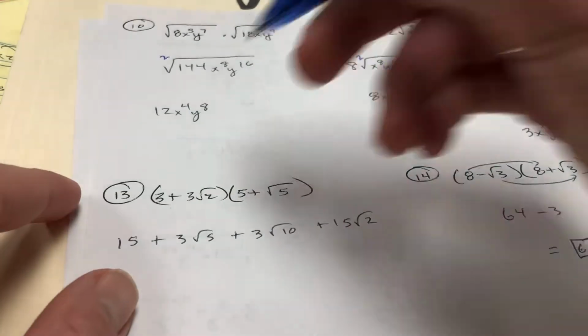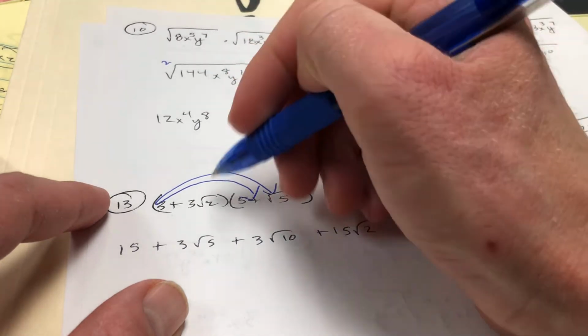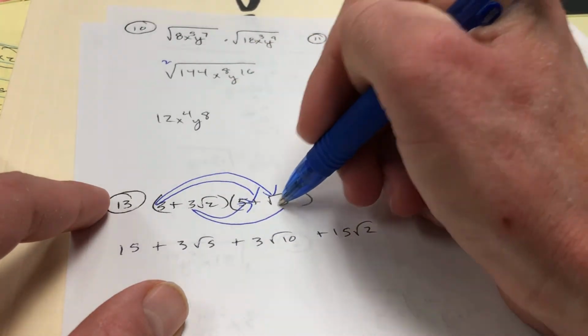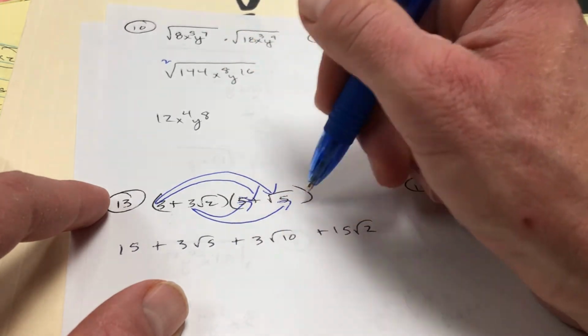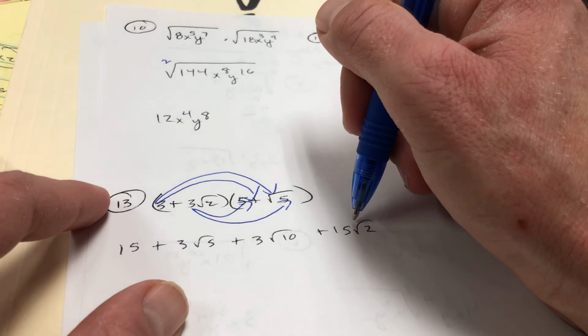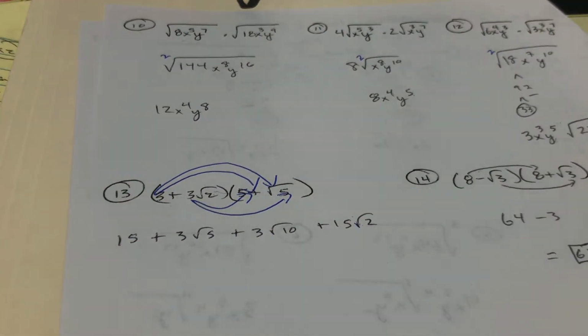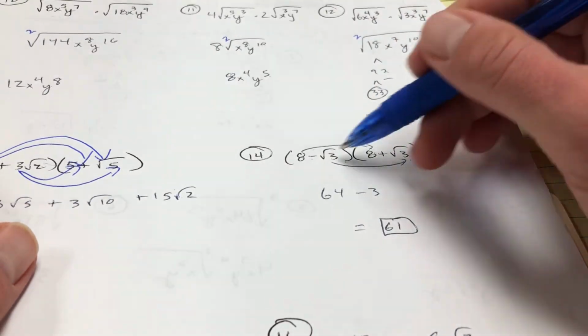On 13, we got 3 times 5 is 15, 3 root 5. 15 root 2. Then 3 root 10. I went out of order there. There's the 3 root 10. There's the 15 root 2. You have conjugates on 14, same two terms with opposite signs.